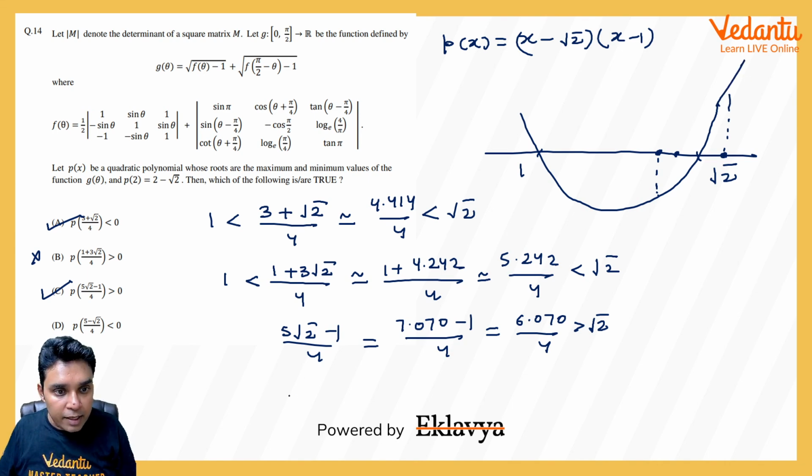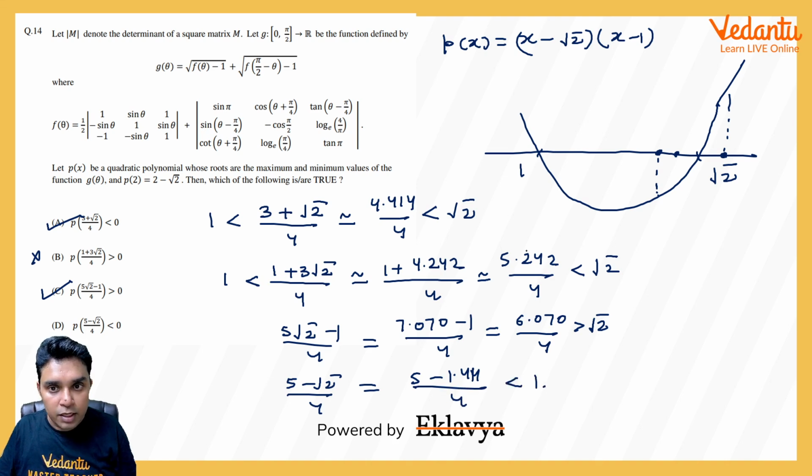Now similarly the last one, (5 minus root 2) by 4. 5 minus 1.414 upon 4, I think it is less than 1. So it will be lying here. The value at this has to be positive, but they have given negative. So the answer for this question has to be A and C only. This completes the solution of this question.